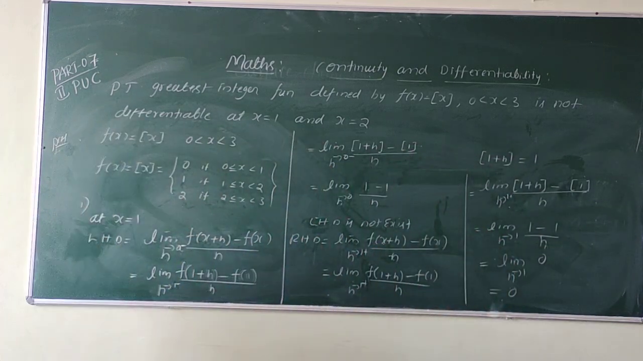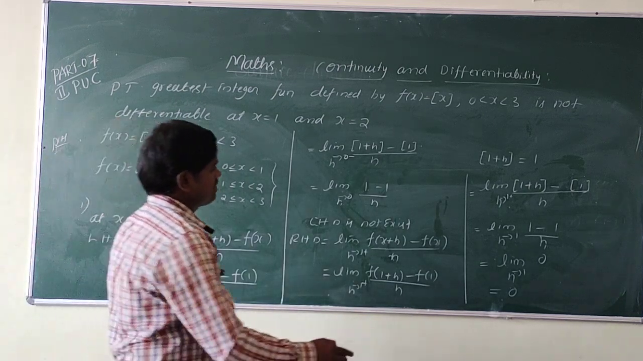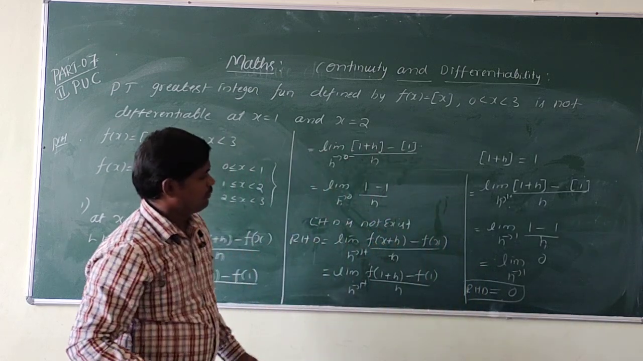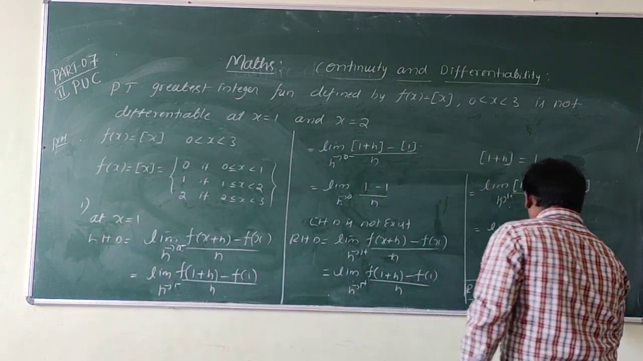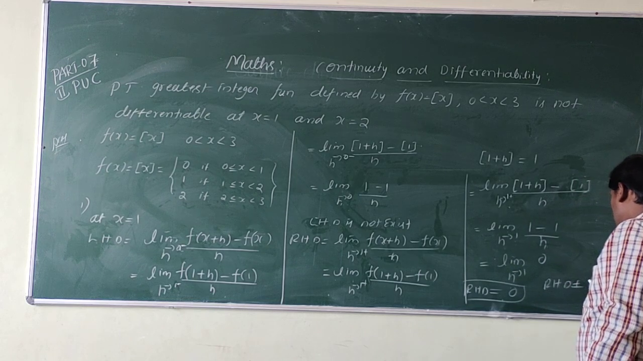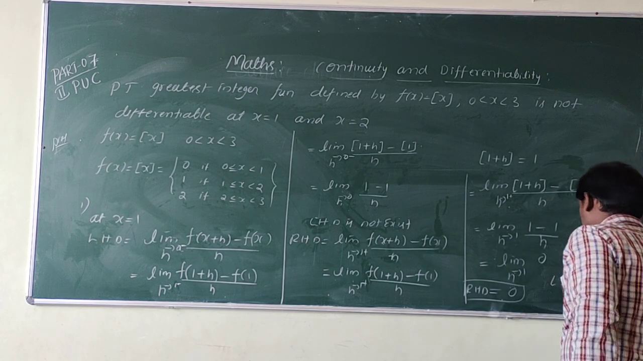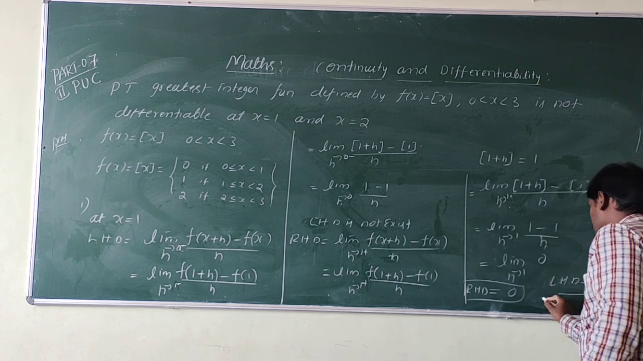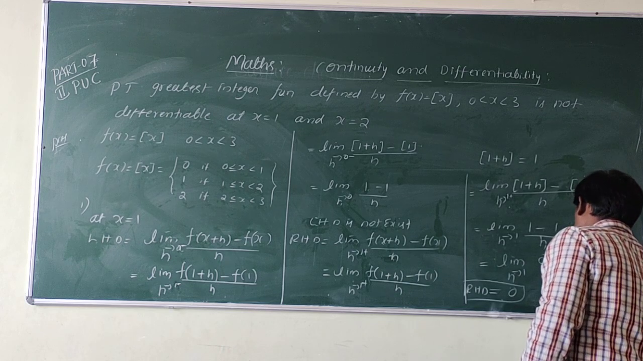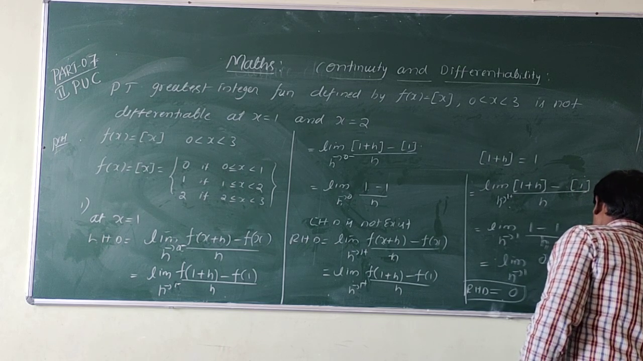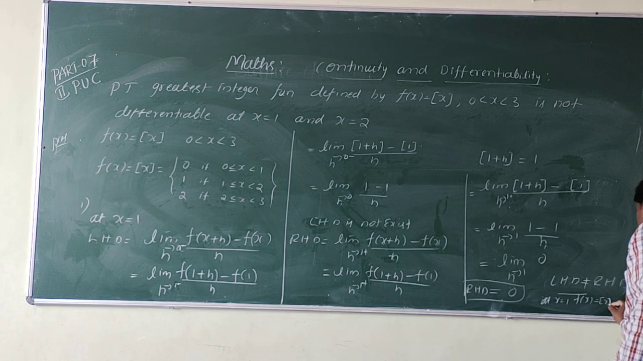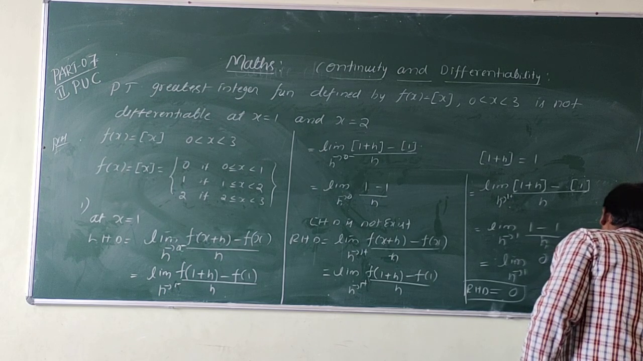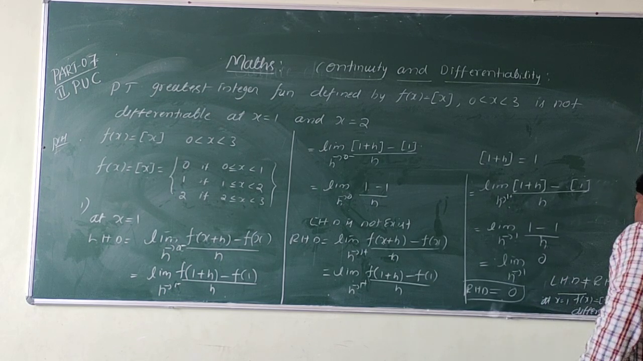So that means this is the right hand derivative. Okay. So the right hand derivative at x equals 1 is 0. The right hand derivative is not equal to the left hand derivative. First we found that the left hand derivative is not equal to the right hand derivative. Therefore at x equal to 1, f of x equal to bracket of x is not differentiable.